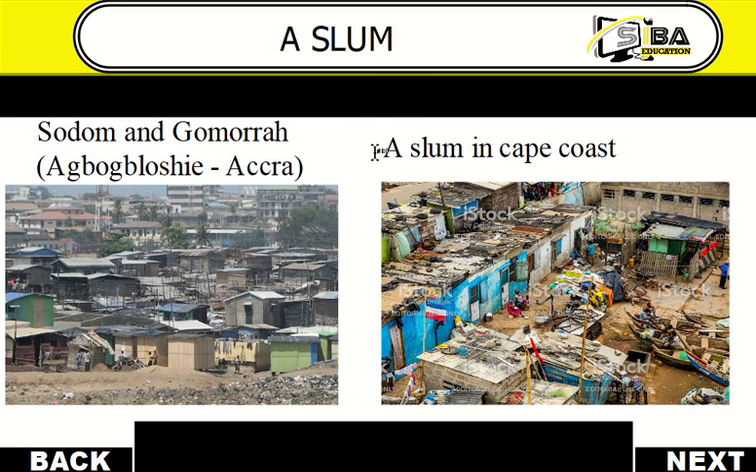So we have a picture of a slum here. This is a slum in Accra, popularly known as Sodom and Gomorrah or Agbogbloshie. We also have another picture here showing us another slum. Don't forget, we said a slum is a settlement whereby the buildings are not arranged in any order. And if you take a look at the pictures we have here, you see that all the buildings are not properly arranged as compared to other settlements which have been properly arranged. So this is a slum in Cape Coast.